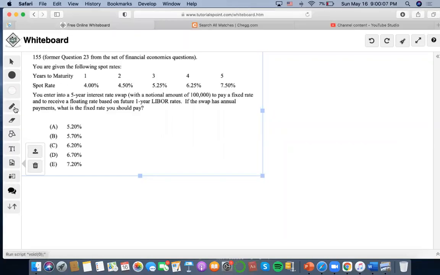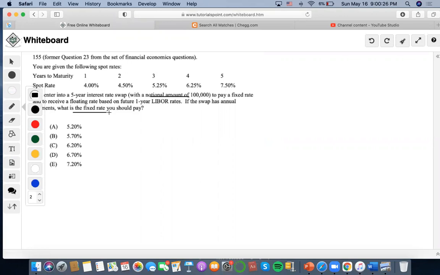For this problem, it says that you are given these spot rates and you enter into a 5-year interest rate swap with the notional amount of 100,000 to pay a fixed rate and to receive a floating rate based on 1-year LIBOR rates. If the swap has annual payments, what is the fixed rate you should pay?